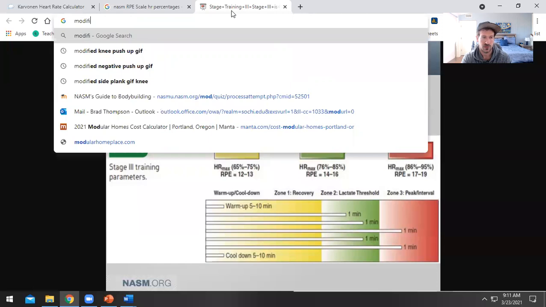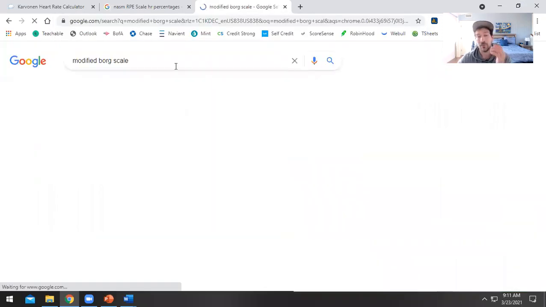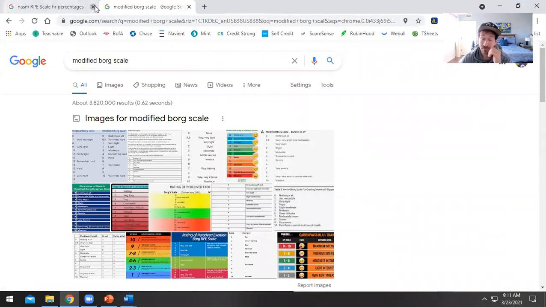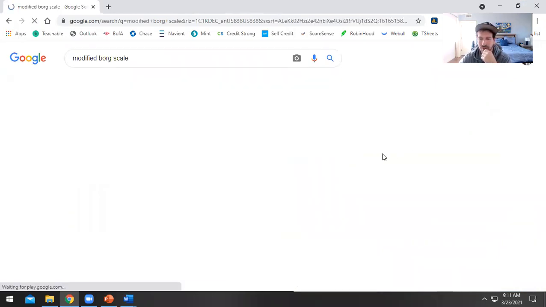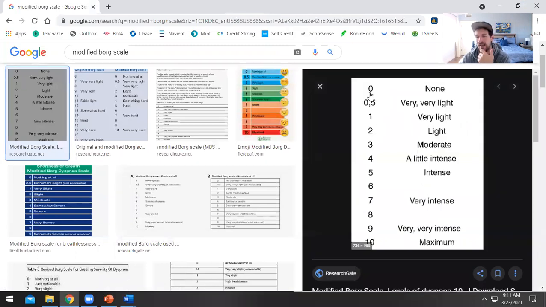The modified Borg scale is definitely a lot easier to visualize in your head. Basically, it's a 0 to 10 scale because we're kind of used to working in base 10, with zero and up to one being very, very light. So this is like you walking across the house, right? You're not exactly power walking, right? Unless your phone's going off and you're like, I'm gonna miss it.